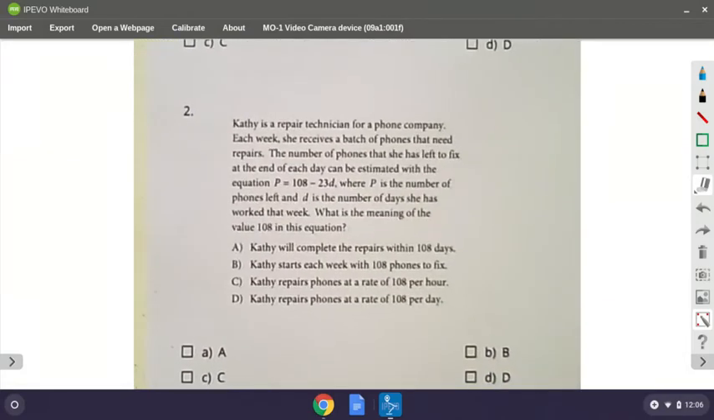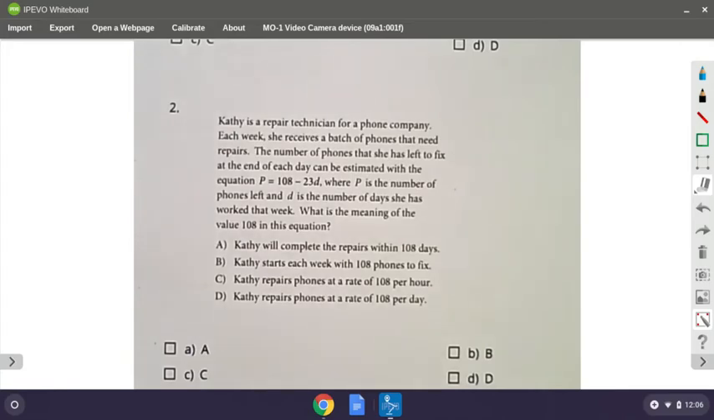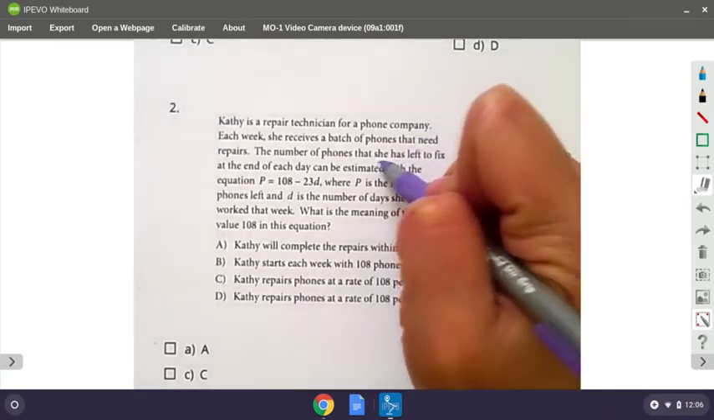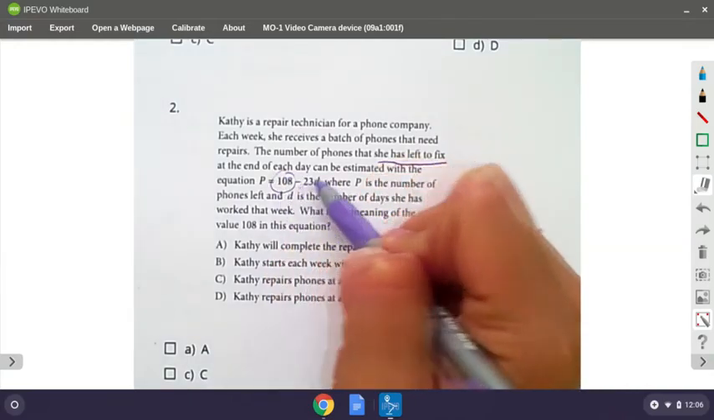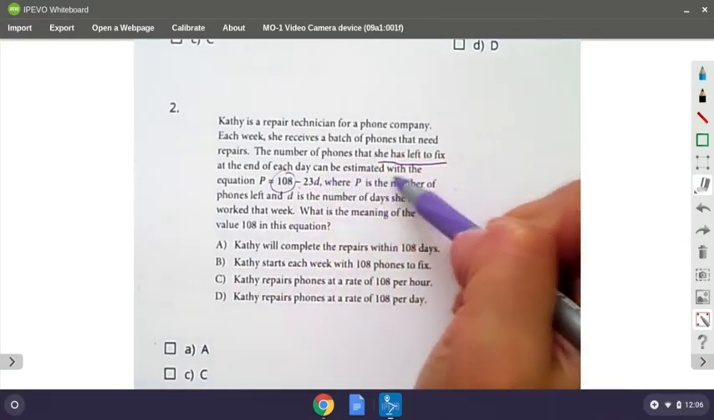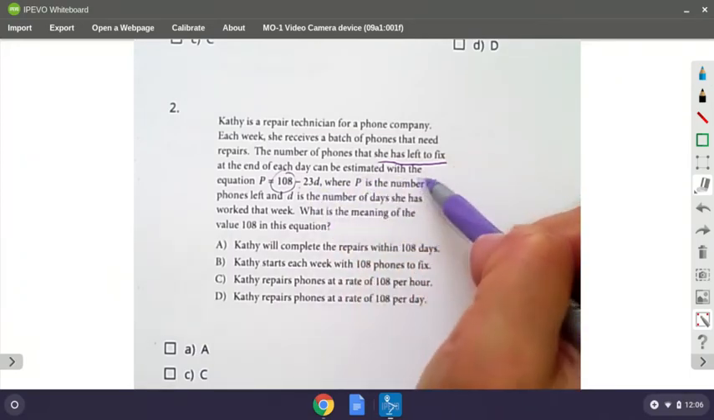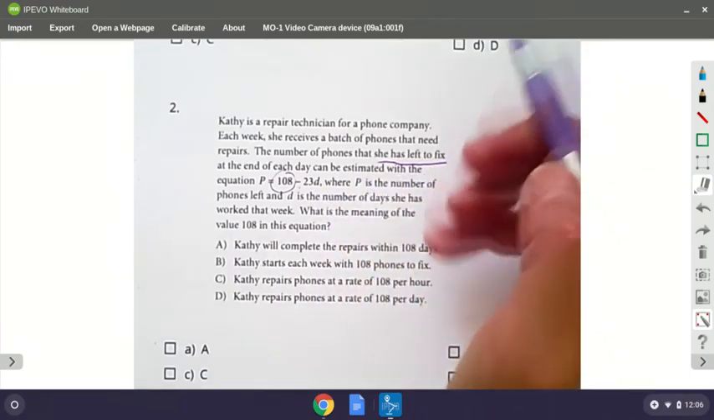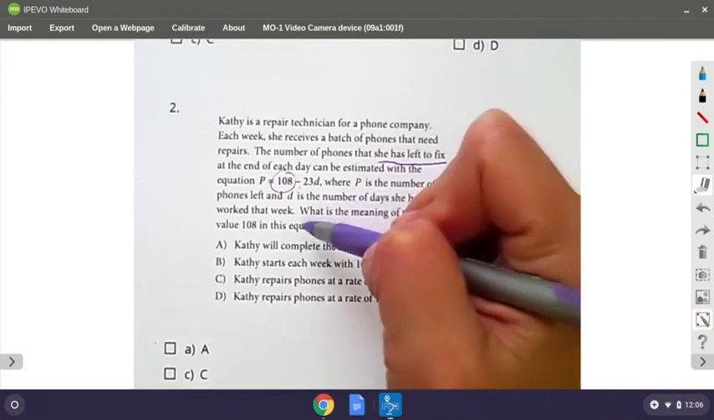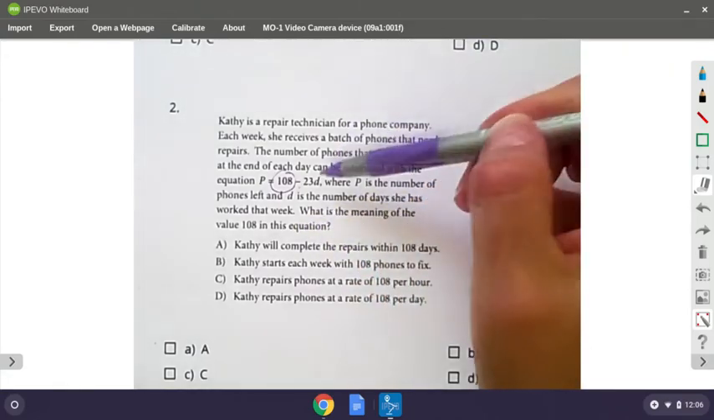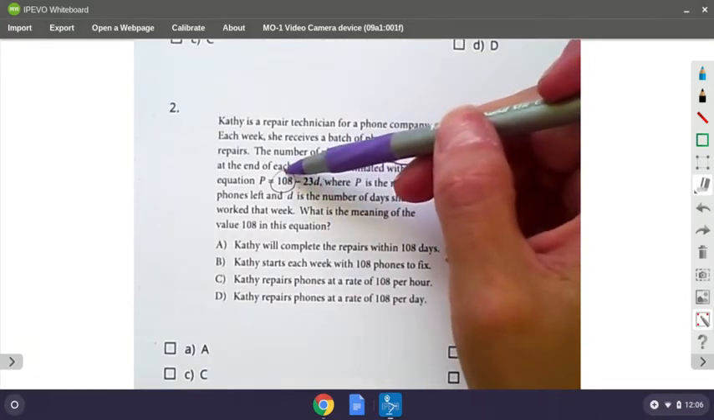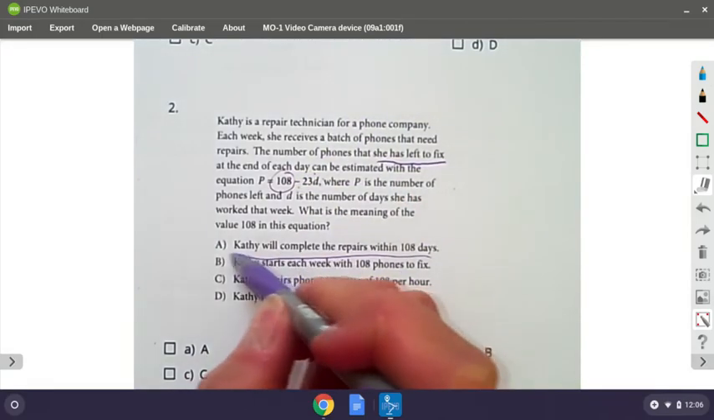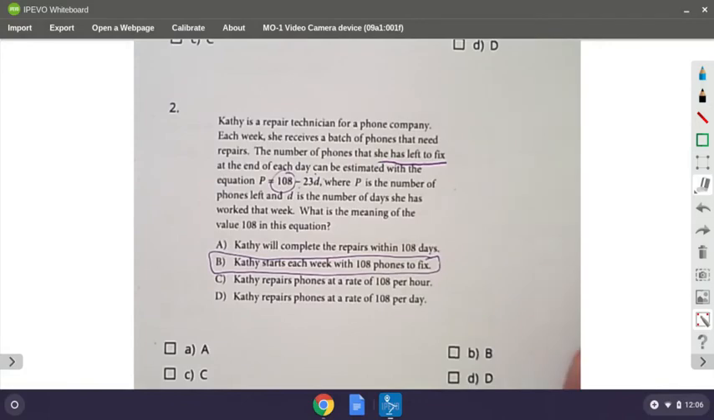Here's number 2. This one talks about Kathy being a repair technician for a phone company. So it says the number of phones that she has left to fix at the end of each day can be estimated with the equation P equals 108 minus 23D, where P is the number of phones left and D is the number of days she's worked that week. So it asks, what is the meaning of the value of 108? So she does 23 per day times D days, and you're subtracting that from 108. The 108 represents that she starts each week with 108 phones to fix. So number 2.